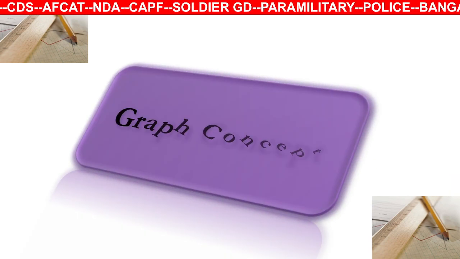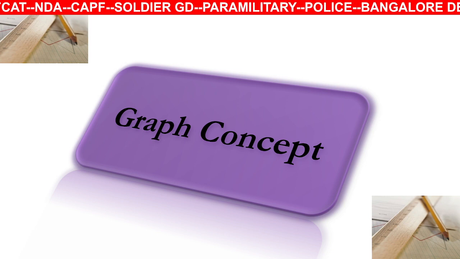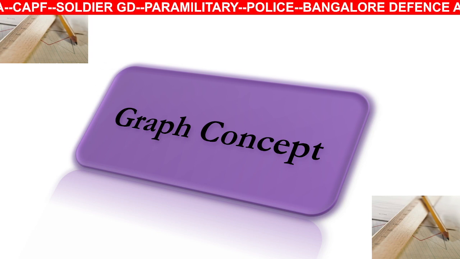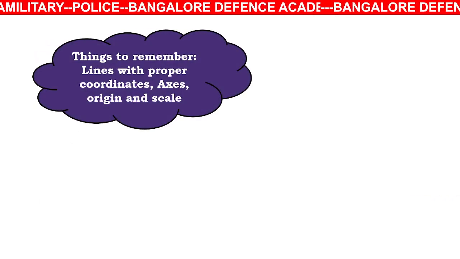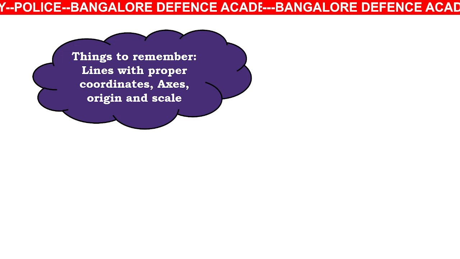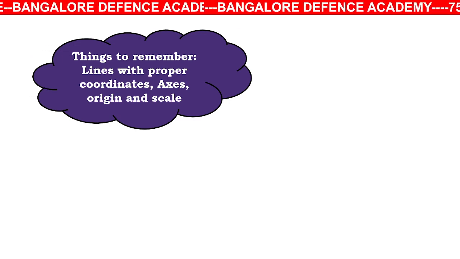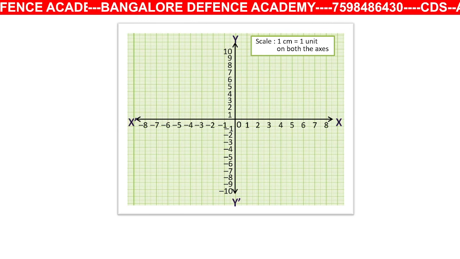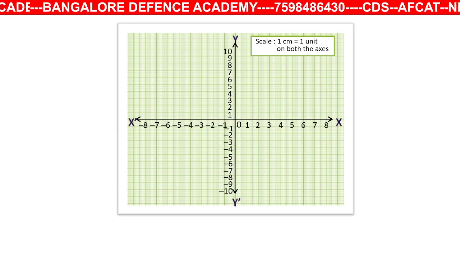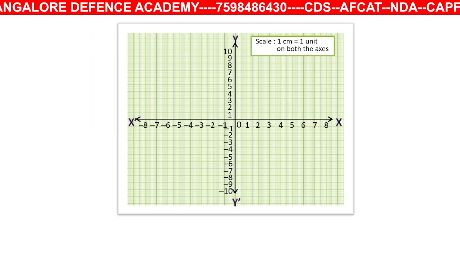Hello students, in this video we will be watching how to solve the value of x and y, that is two variables, with the help of the graph concept. Before starting, you need to remember that the lines are drawn with proper coordinate axes, origin and scale. So you have a graph paper with you. In this graph you have to take 1 centimeter equal to 1 unit on both the axes.